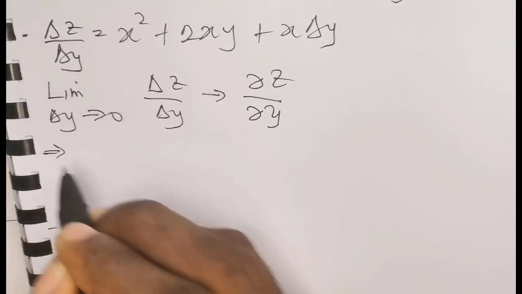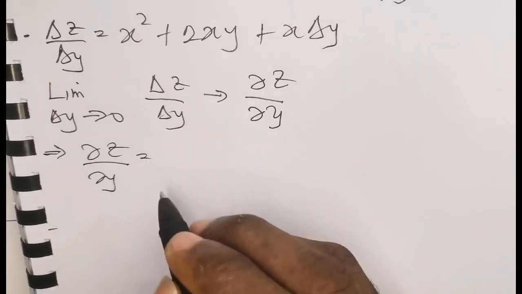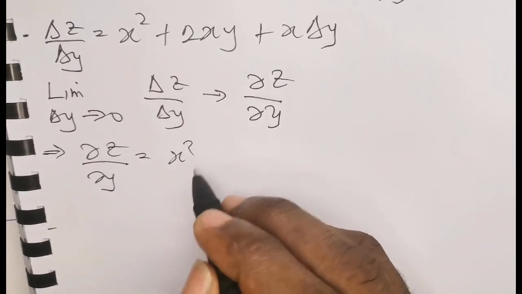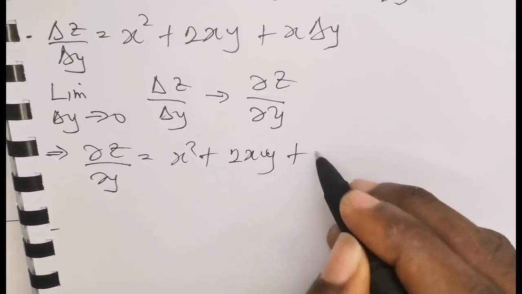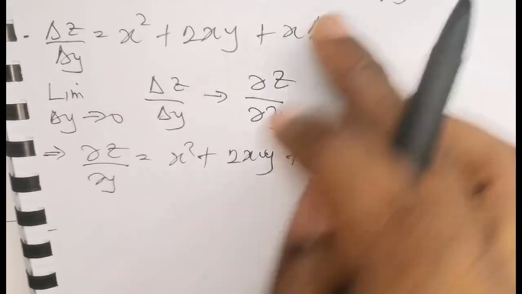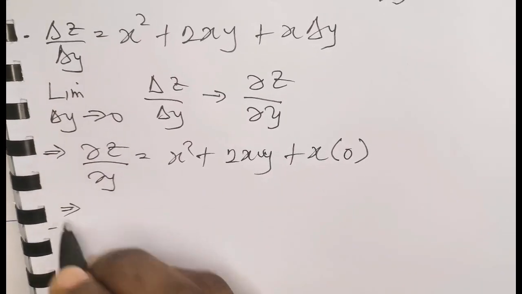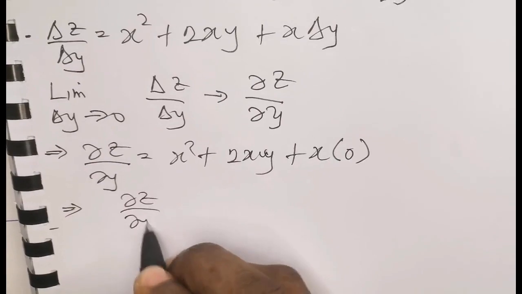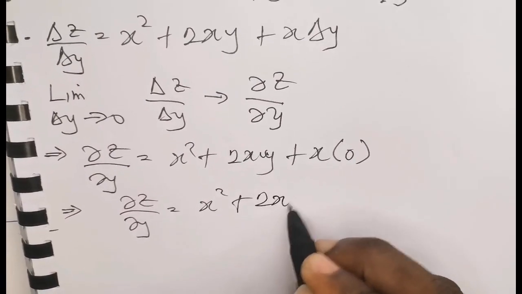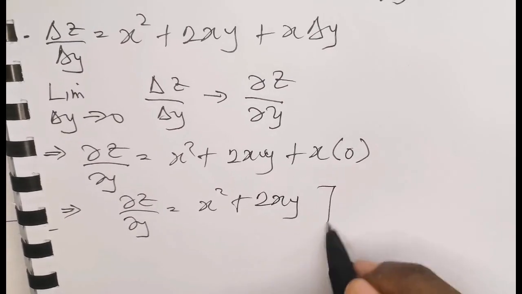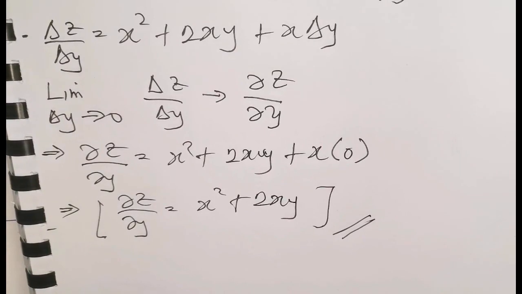Now this simply implies that the partial derivative of z with respect to y is now equal to x squared plus 2xy, plus x into, in place of change in y, the value becomes 0. So the partial derivative of z with respect to y is equal to x squared plus 2xy. x times 0 is 0, so this becomes the answer to that derivative. Alright, so that's it on first principle.